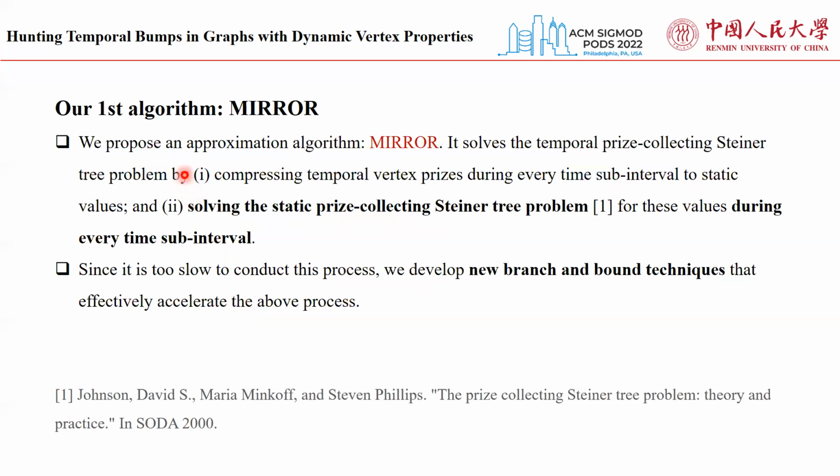First, we propose an approximation algorithm, Mirror. It solves the temporal price collecting Steiner tree problem by first compressing temporal vertex prices during every time subinterval to static values, and second, solving the static price collecting Steiner tree problem for these values during every time subinterval. Since it is too slow to conduct this process directly, we develop new branch and bound techniques that effectively accelerate the above process.